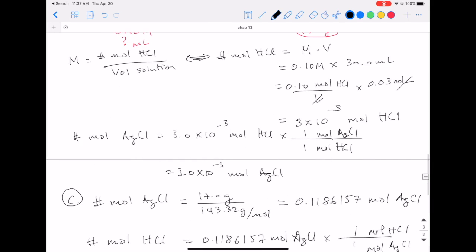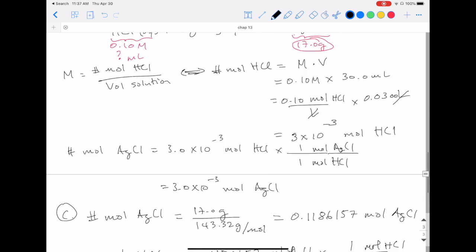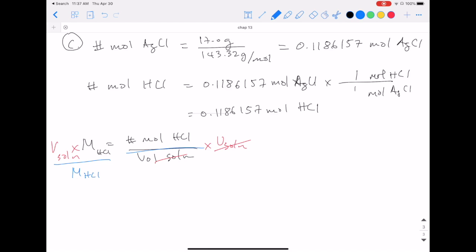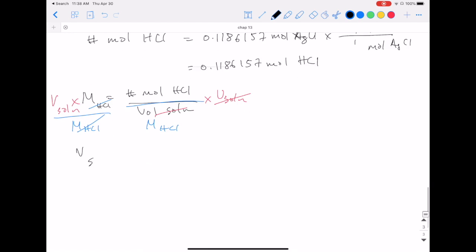Okay, so then the last step is to figure out the actual volume. For that, you're going to need your molarity definition. So molarity of HCl is equal to the number of moles of HCl over the volume of solution. If I need to get volume, then it's a bit of algebra. I'm going to have to multiply both sides by volume of solution. When I do that, I end up getting volume of solution times molarity equals number of moles. And then I have to isolate the volume, so I'm going to divide both sides by molarity of HCl. And so what I end up getting is this: volume of solution is equal to number of moles of HCl over the molarity of HCl.